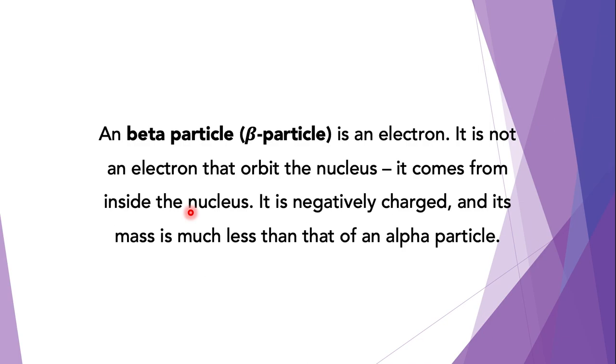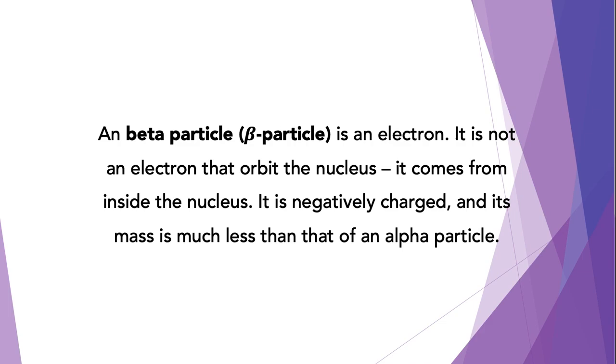The nucleus is unstable, that's why a beta particle is being emitted by this atom. Otherwise, most atoms which are stable do not have any beta particles in them. So these beta particles come from inside the nucleus and they are negatively charged. And its mass is much less than that of an alpha particle. Of course, an alpha particle is made up of 2 protons and 2 neutrons. A beta particle is just an electron, and electrons are quite lighter than protons and neutrons, so its mass would obviously be less than that of an alpha particle. So this was the beta particle.